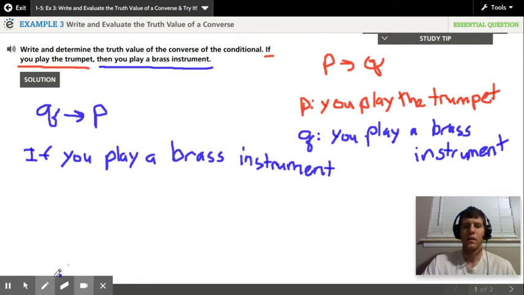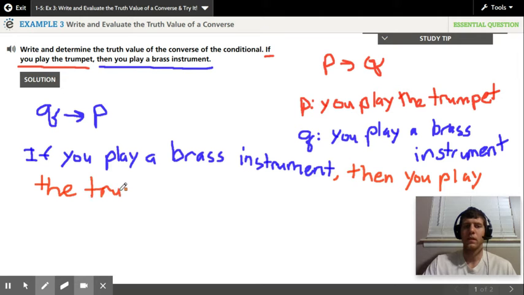Okay, let's change color here. Then, and the if statement becomes the conclusion. So then you play the trumpet. Okay, so that's our converse.